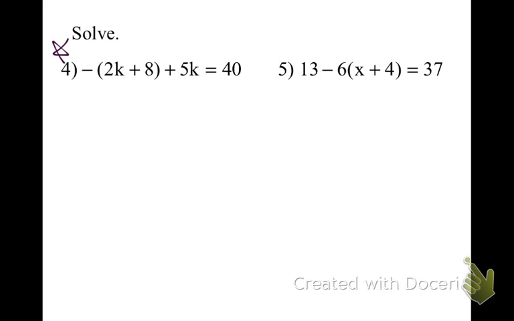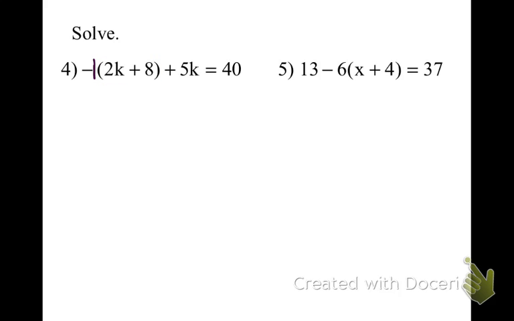Then go write down number 4 in your notes. Now number 4 is tricky. Now we have this negative sign. Technically we can put a 1 in front of it. It's a negative 1. Negative 1 times what? 2k plus 8. Now, I see parentheses and I see a variable. So how should I be working this out?